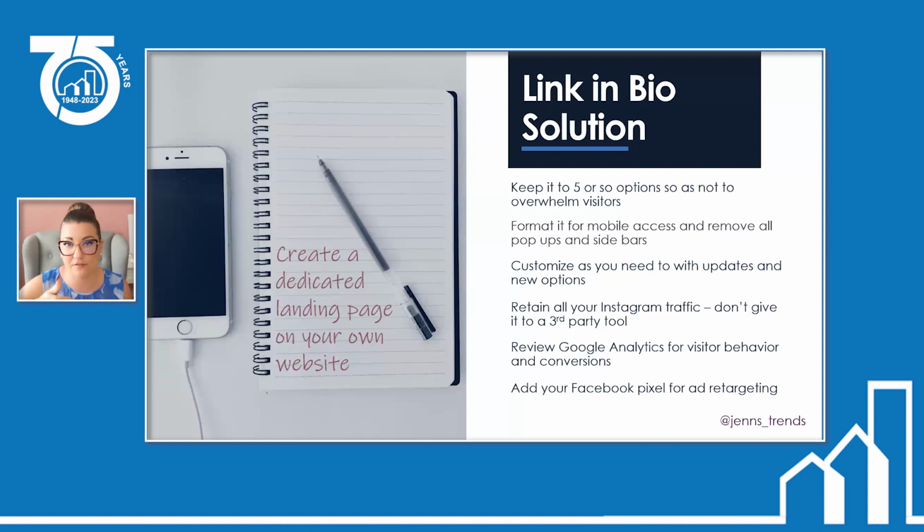It is not formatted for desktop because 90-some-odd% of the people coming to your profile are going to come from Instagram on a mobile device. We want it mobile optimized. No pop-ups, no massive distractions and banners and things all over the page. Super simple. And we're going to put 5 to 6 options that you want to promote on Instagram. So that might be obviously your current listings, upcoming open houses. You could have one for your blog.